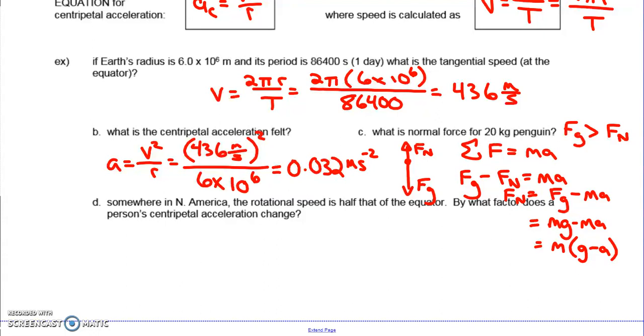So I got a value of 195 newtons. Okay, which once again isn't so far off of what you would have had if the Earth were not spinning.